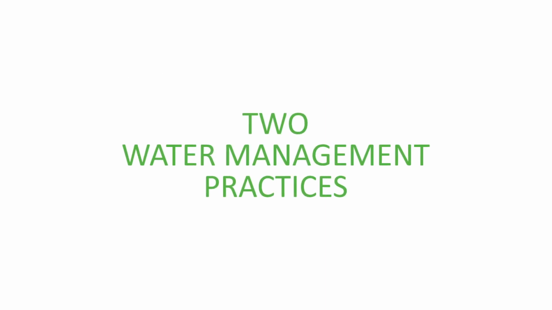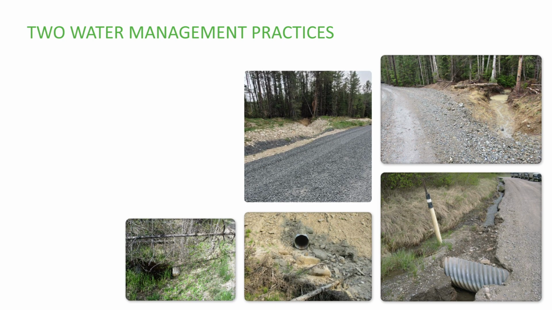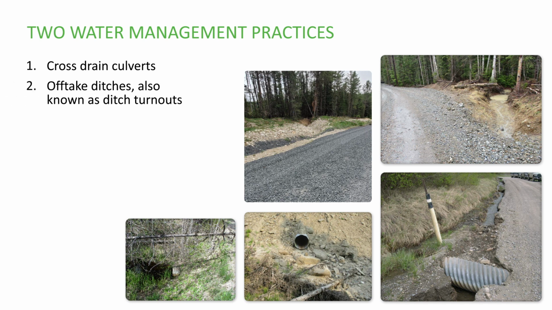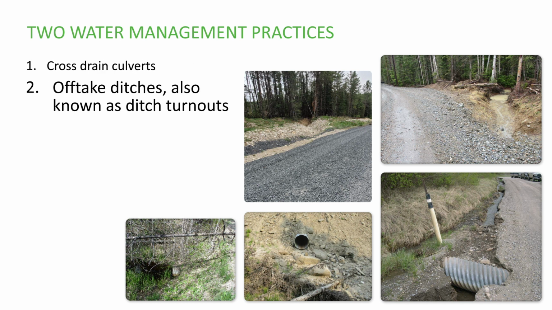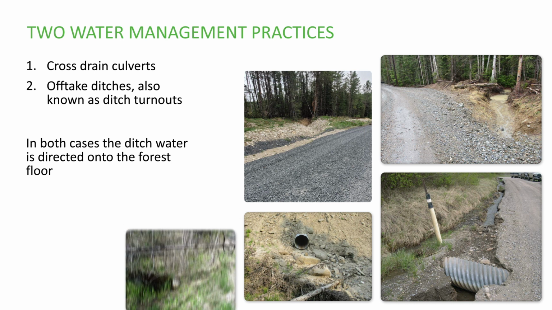Two water management practices will be presented and discussed in this video: cross-drain culverts and offtake ditches, often termed culverts and offtakes for short. Cross-drain culverts are used on roads with an inside ditch to direct ditch water from one side of a road to the other. Offtake ditches, also known as ditch turnouts, are used to direct ditch water away from the road prism. A cross-drain culvert may or may not transition to an offtake ditch, but in all cases, water is ultimately directed onto the forest floor.